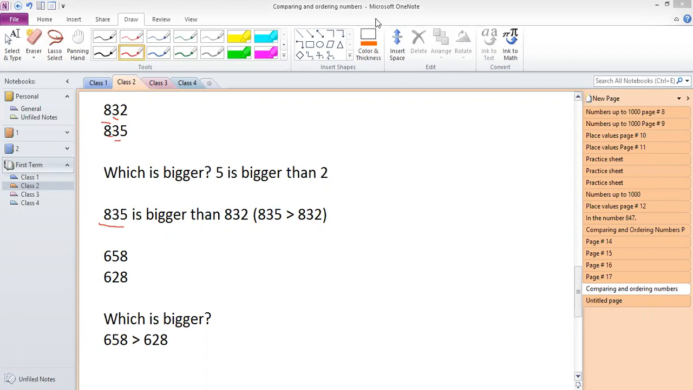Yes, I'm asking some question. Are you able to compare two numbers, which is bigger or which is smaller? Answer me. Put your leg down. Guys, I am asking you a question. Are you able to compare two numbers, which is bigger and which is smaller?